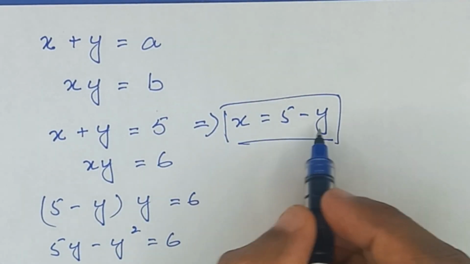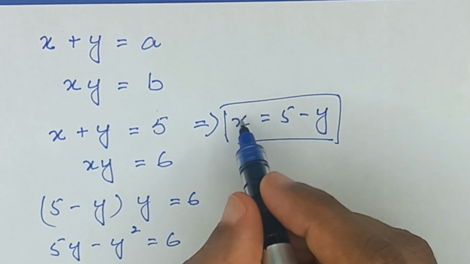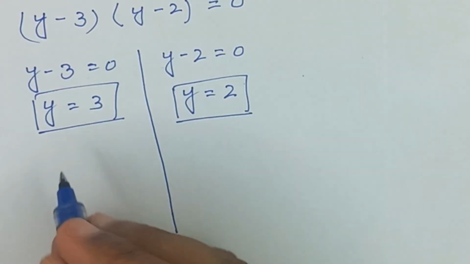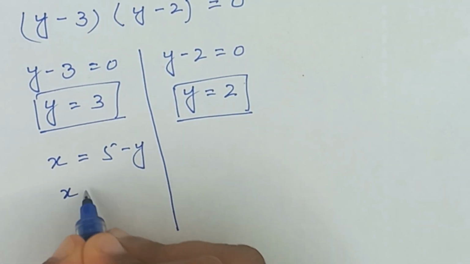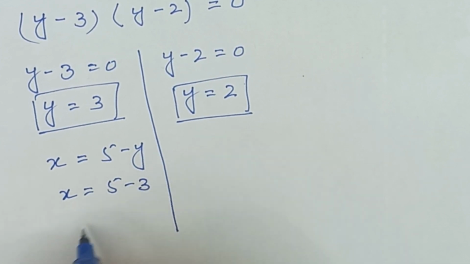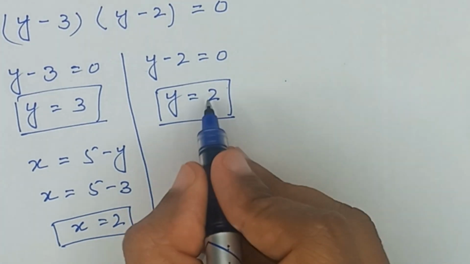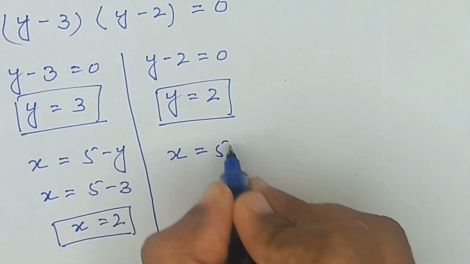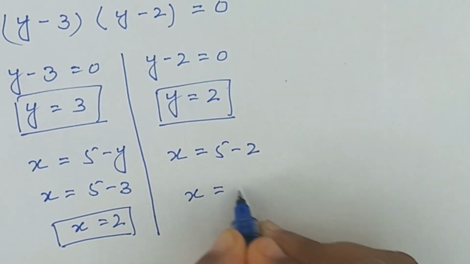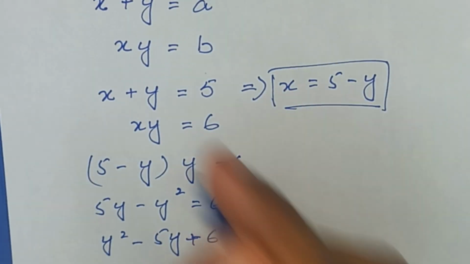And here we have x is equal to 5 minus y. Now we will substitute the value of y in this equation and find the value of x from here. So x is equal to 5 minus y. It means x will be equal to 5 minus 3, so x will be equal to 2. Now we will substitute the value of y is 2 here. So x will be equal to 5 minus 2, so from here the value of x is 3. It is our case 1.